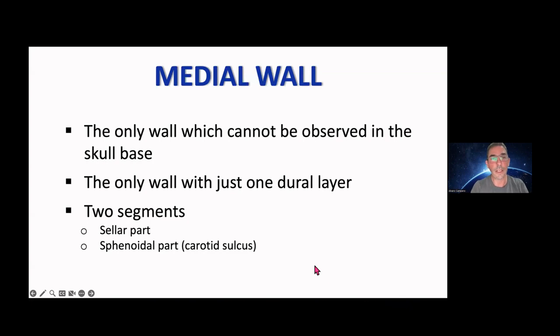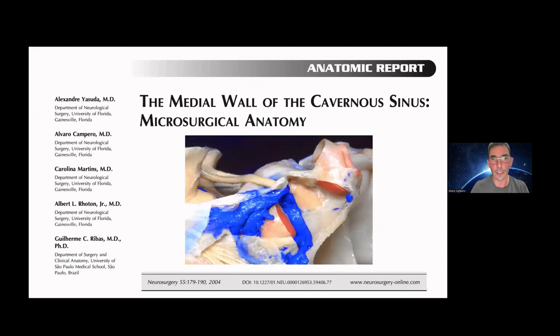The medial wall of the cavernous sinus is the only wall which cannot be observed in the skull base. We have to remove the pituitary gland or go from lateral to medially to see the medial wall. It's the only wall with just one dural layer. The others, the roof, the posterior and the lateral, have two layers, and also have two anatomical segments, the sellar part and the sphenoidal part.